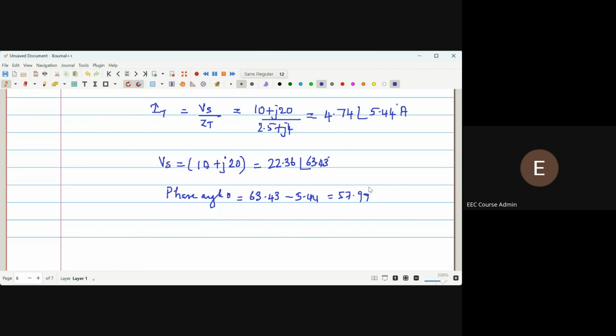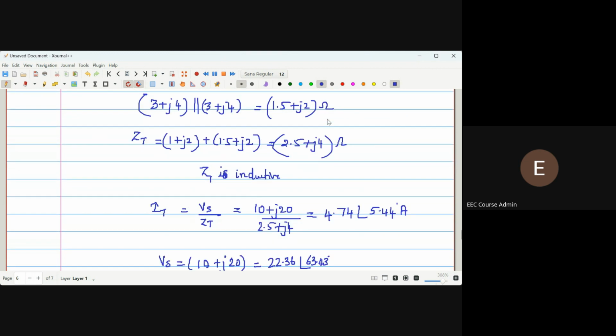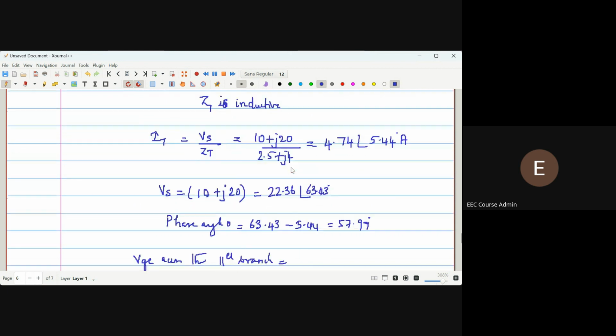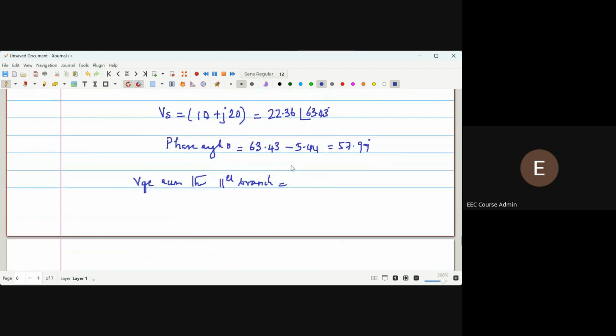Now the voltage across the parallel branch will be what? The current flowing into that impedance. That impedance was 1.5 plus J2. So the voltage across the parallel branch will be the current, 4.74 angle 5.44, into 1.5 plus J2.